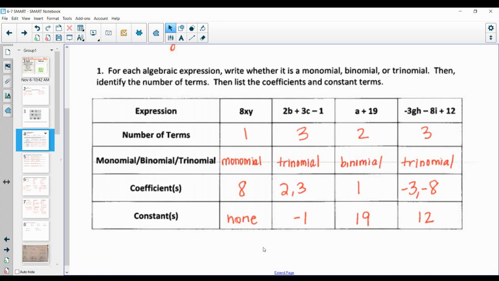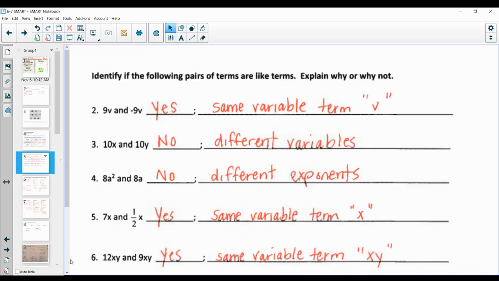So it's the number in front of the variable. So in this case, that first one would be 8. And then so on and so forth for the rest of them. And then the constants are the number that stands alone without a variable. So in that first one, there are none. And then as you look to the other ones, there are some. So check your work. If it's not making sense, please let me know or try to talk to a peer or your substitute. On to the next part, you had to identify yes or no.